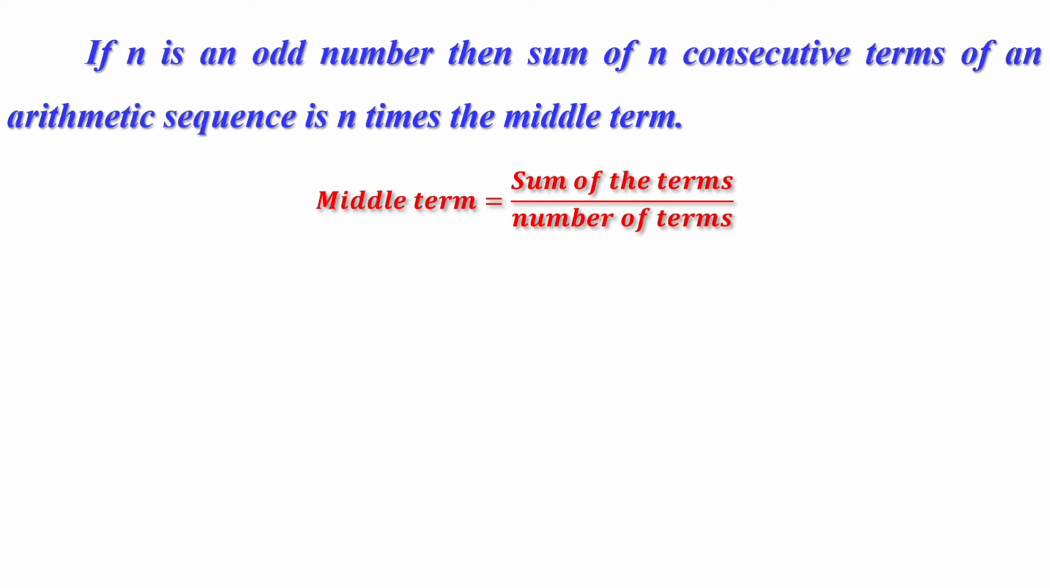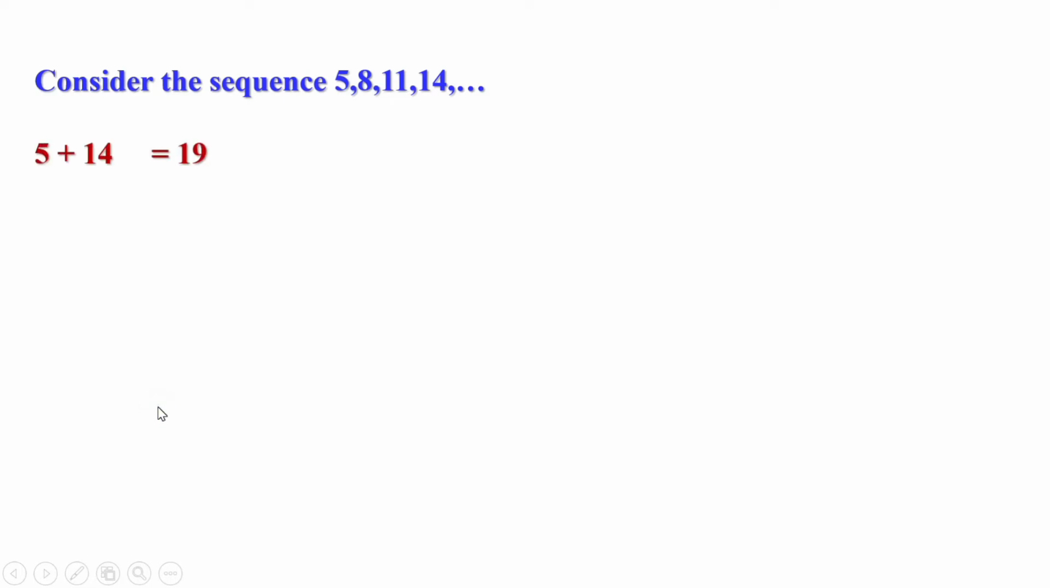So far we have discussed odd number of terms. Now let us take an even number of terms. Let us consider the sequence 5, 8, 11, 14, etc. Let us take 4 terms. Now take the first term and the fourth term, that is 5 and 14. The sum is 19. Now take the second term and third term, that is again 19. So what can we say now? First term plus fourth term is equal to second term plus third term.